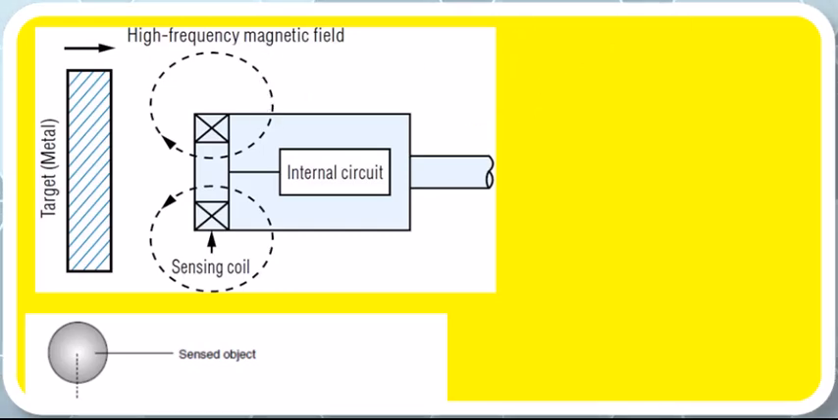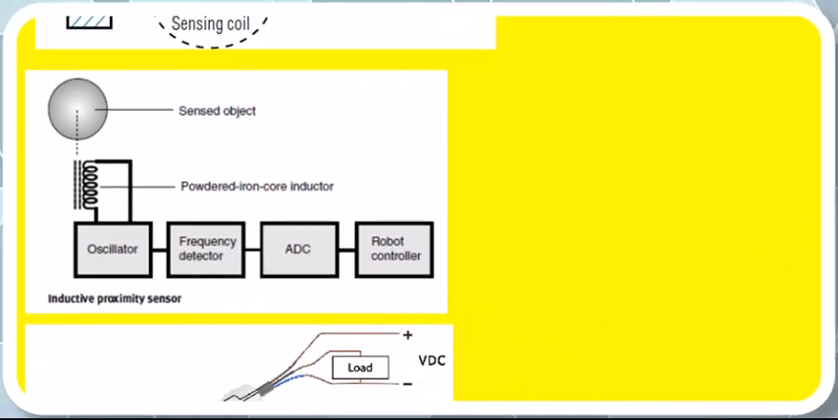That is, the frequency of the oscillator changes, that is reduces, and that reduced frequency of the oscillator is conveyed to the frequency detector, and the frequency detector conveys the same message to the analog to digital converter, and that digital information is conveyed to the robot controller, which identifies that there is a metal coming near to the sensing coil, without physical contact to the coil.